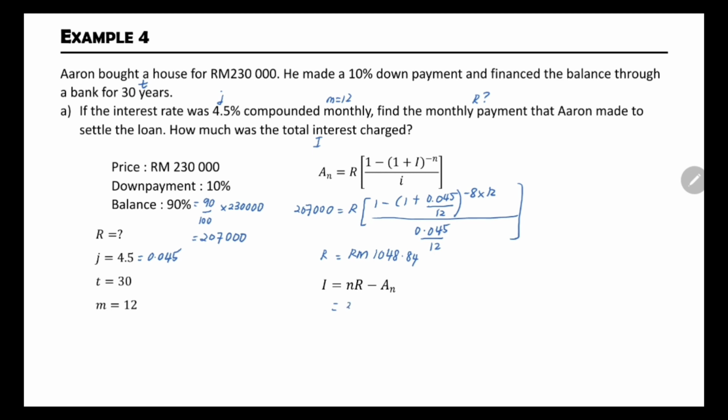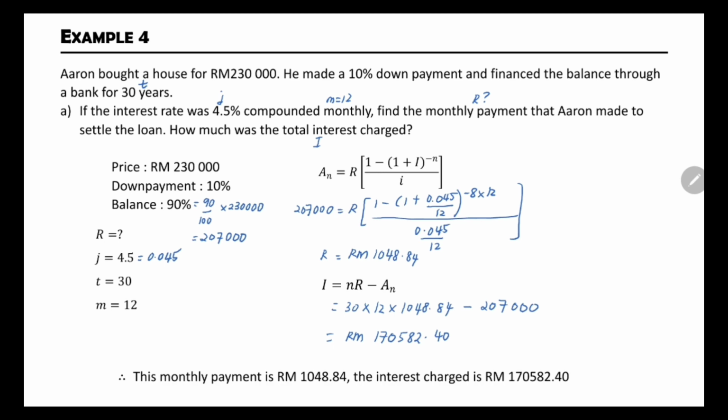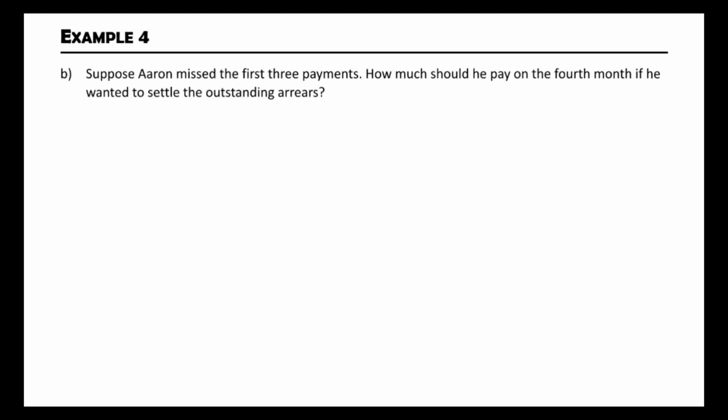And total interest is NR minus AN. N is T times M, 30 years. M is 12. R is 1048 and 84 minus AN 207,000. So I is RM170,582 ringgit with 40 cent. The monthly payment is RM1,048 ringgit 84 cent. The interest charge is RM170,582 ringgit 40 cent.